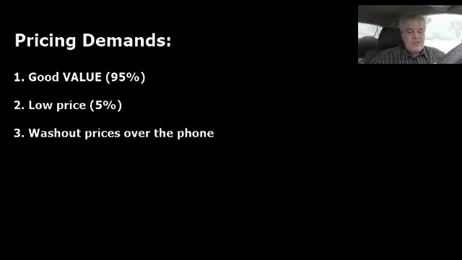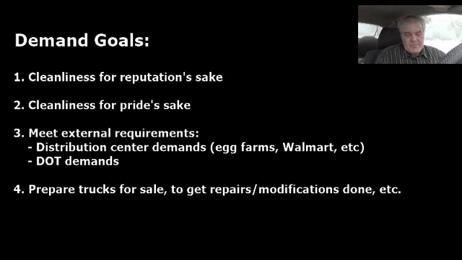Now let's take a quick look at, and again, our goal here is to understand what our customers want. In this case, for a truck wash, what were the demand goals? Working 6 days a week for 7.5 months and running the place by myself quite often, I have a very good idea at our place of what these goals were.